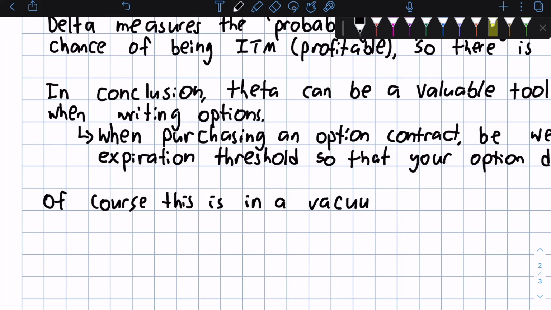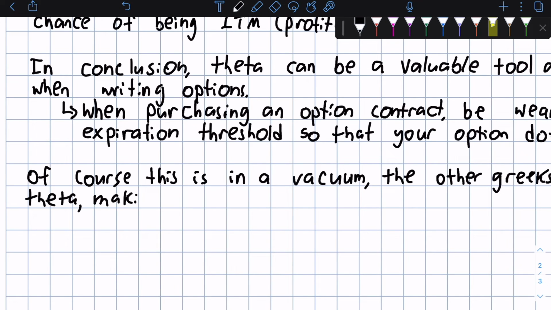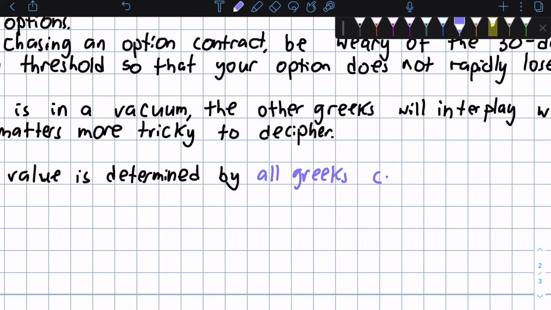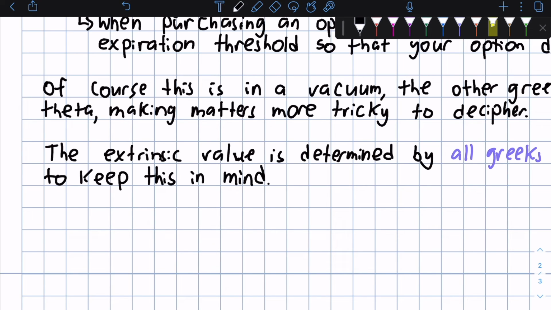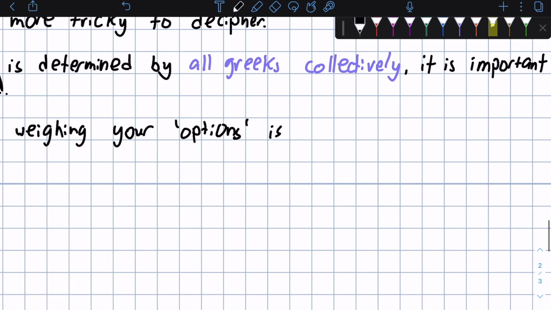Of course, all this is discussed in a vacuum. The other Greeks will interplay with theta, making matters more tricky to decipher and makes your decision a little bit trickier. The extrinsic value is determined by all Greeks collectively, so it's important to keep this in mind again. Therefore, proper analysis and weighing your options, no pun intended, is your best bet to succeed.